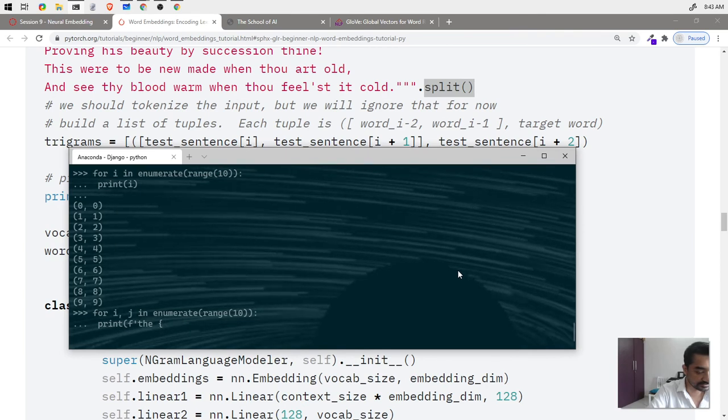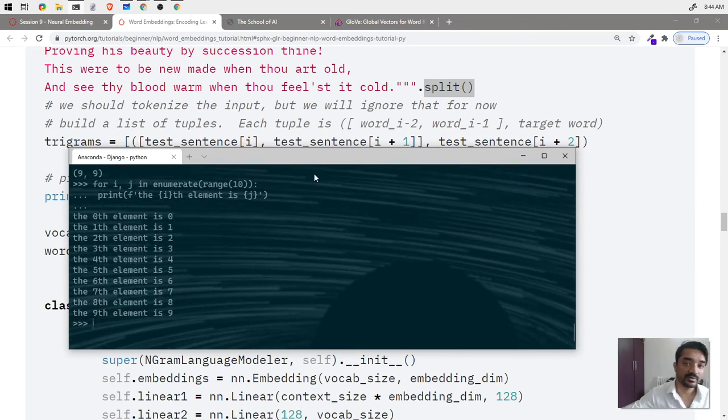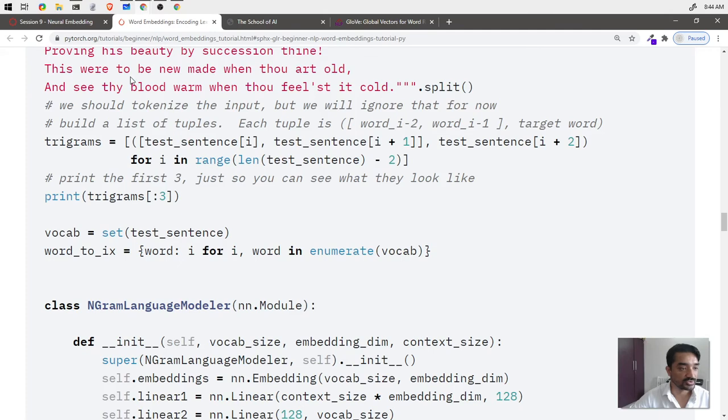The ith element is j. Of course the words are the same, but basically it gives you the first location also. Good. Okay, so that's what we've done.